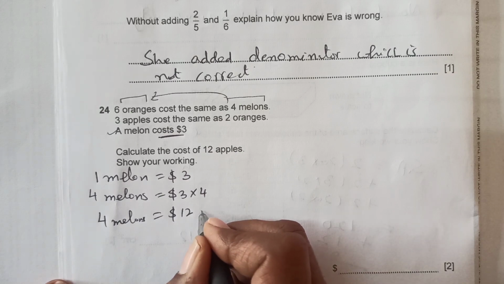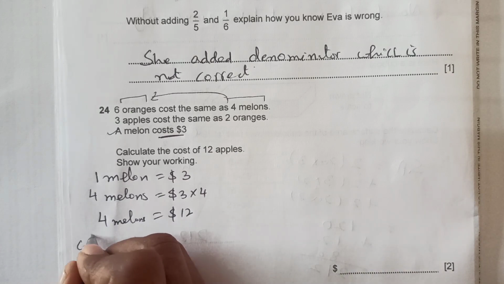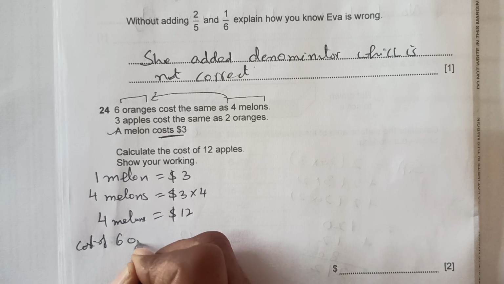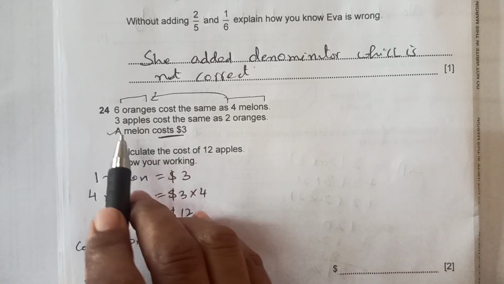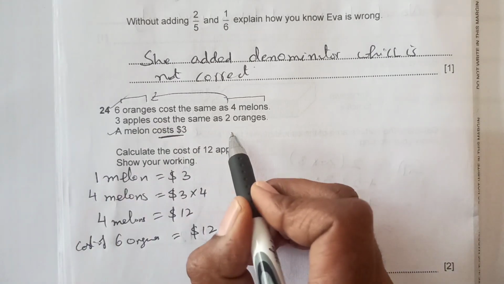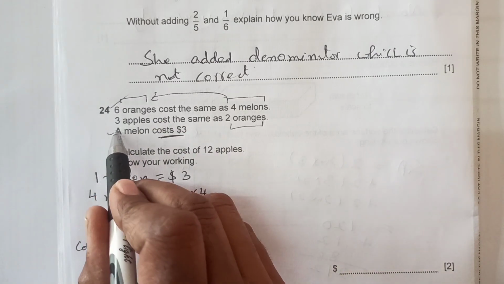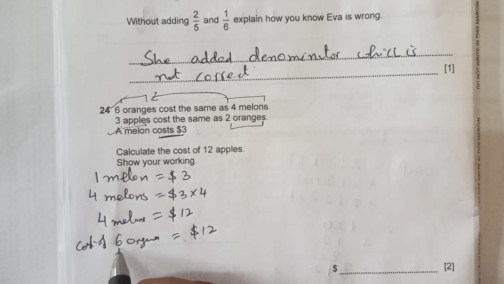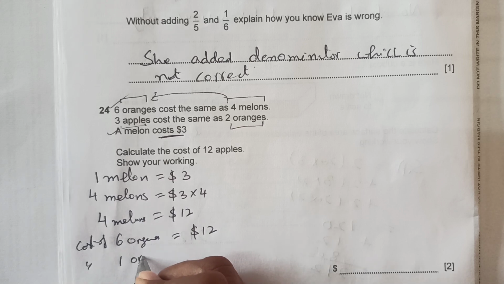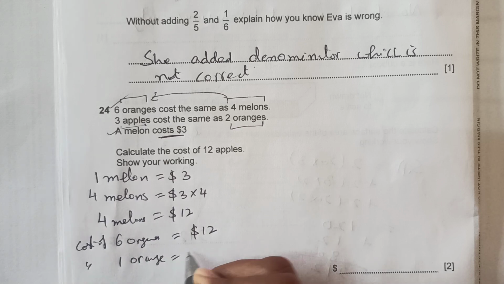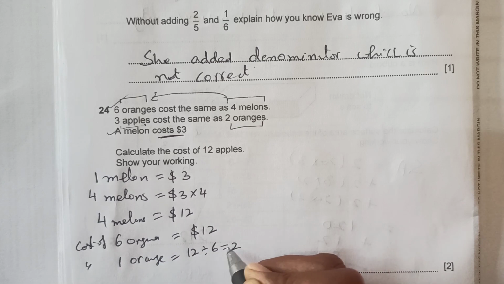So this is equal to the cost of 6 oranges, which is $12, right? 6 oranges, we are done with this. Now 2 oranges cost equals 3 apples. So from here, the cost of 1 orange is going to be 12 divided by 6, that is $2, right?